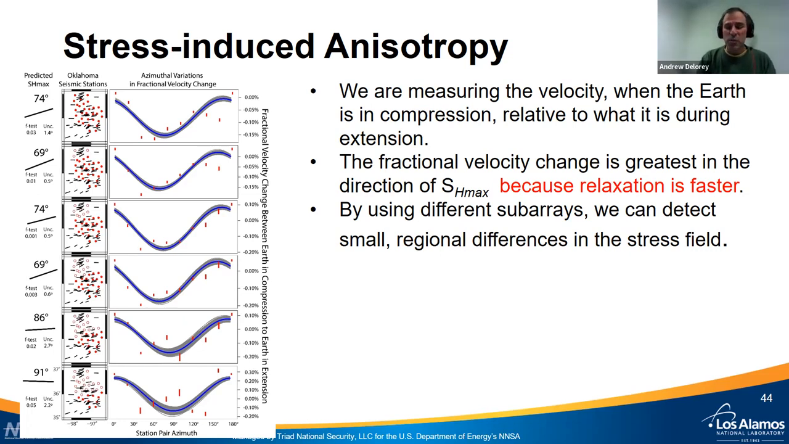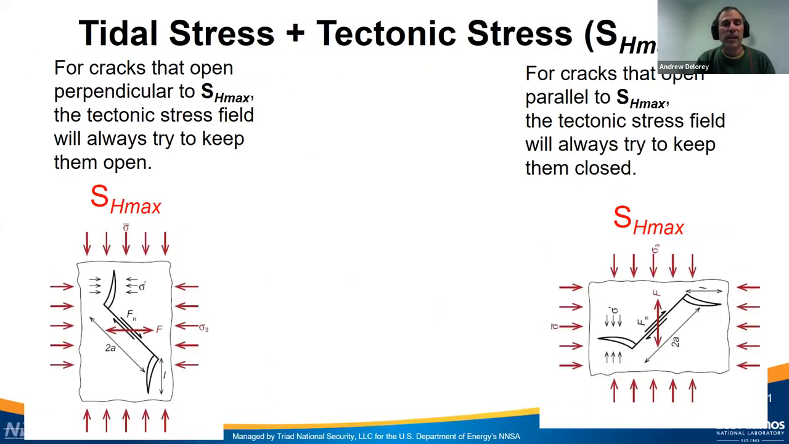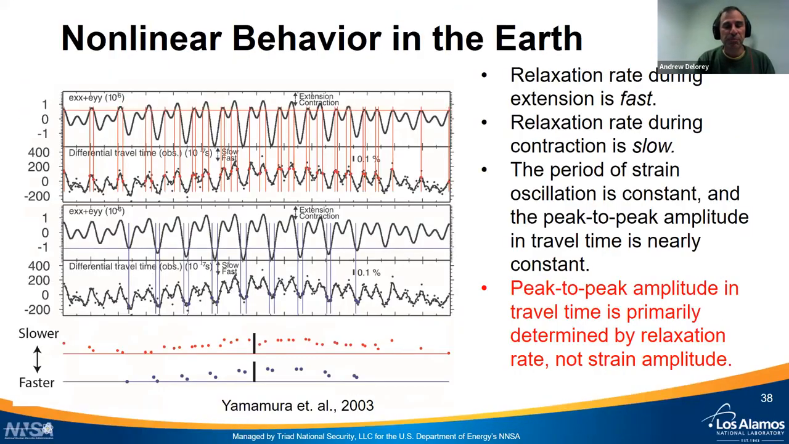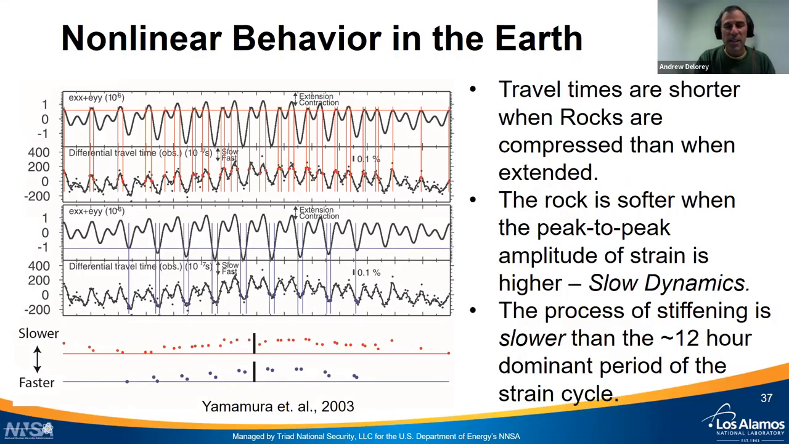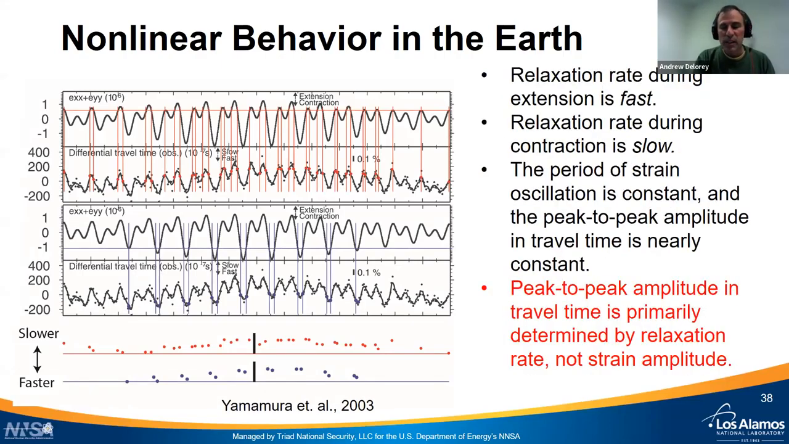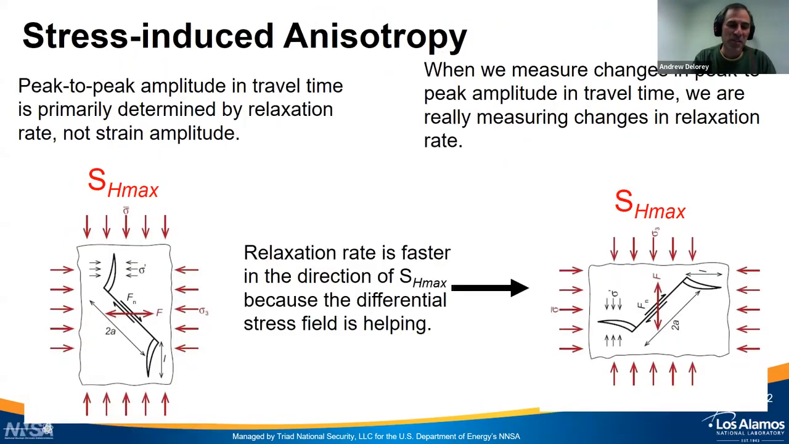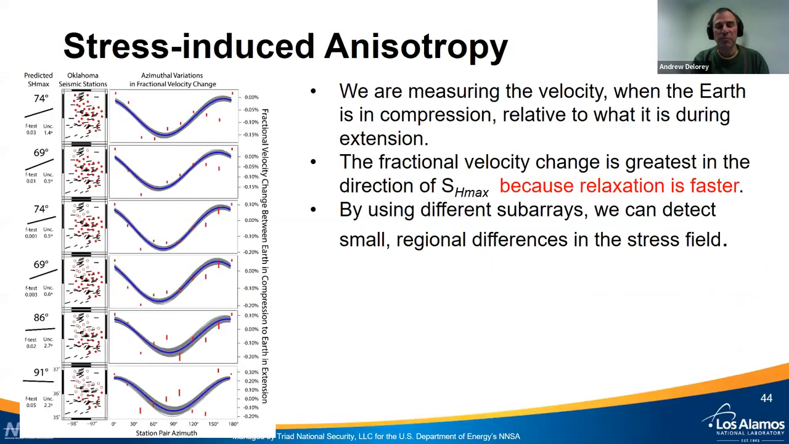And as we saw way back in that cave study, we saw that relaxation was faster during the extensional part, that the relaxation rate was the limiting factor, not the strain magnitude. I hope that makes sense. I hope I didn't confuse everybody with that explanation.